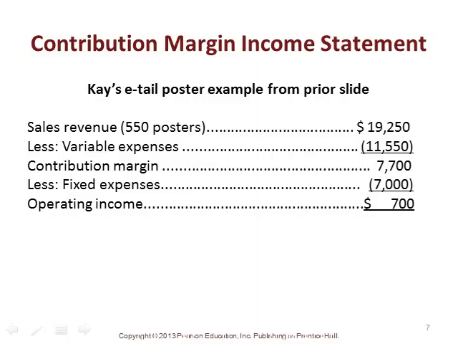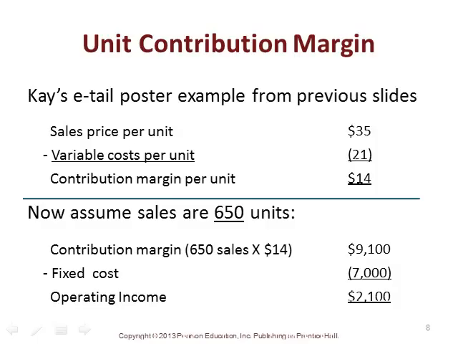So that's the contribution margin income statement for this example. And we think of the contribution margin as the dividing line, with all variable expenses above that line and all fixed expenses below that line. And so then we talk about this idea of a unit contribution margin, right? So we know that Kay's ETL posters sold at $35 apiece, less the variable cost per unit of $21 per piece. So we know that we have a contribution margin per unit of $14 that goes toward covering our fixed expenses and any profit we may want.